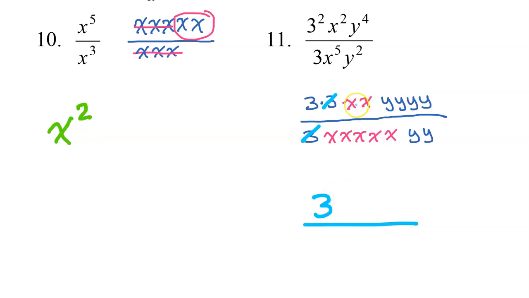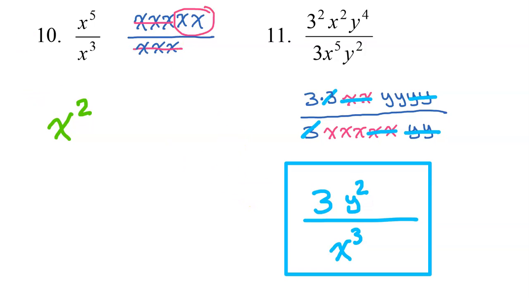We have 2 x's in the numerator and 5 x's in the denominator. So the 2 x's in the numerator will cancel out 2 of the x's in the denominator, leaving behind 3 x's. So that's going to leave x to the third power in the denominator. We have 2 y's in the denominator, which will cancel out 2 of the y's in the numerator. That leaves behind 2 y's in the numerator, so y squared.